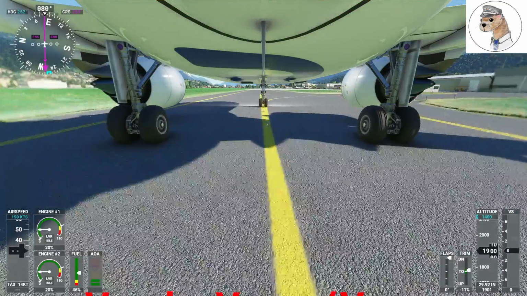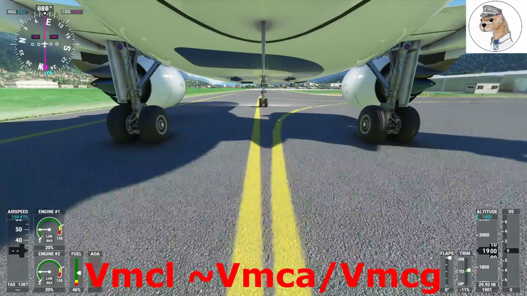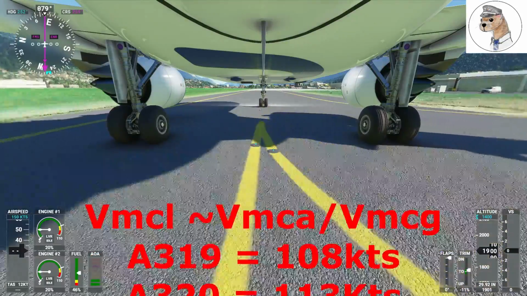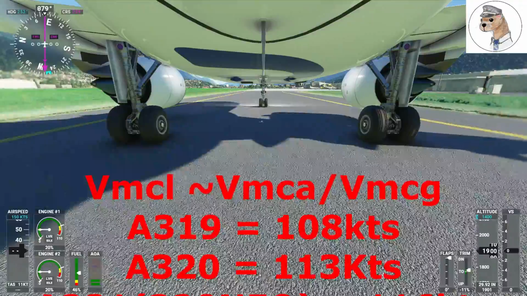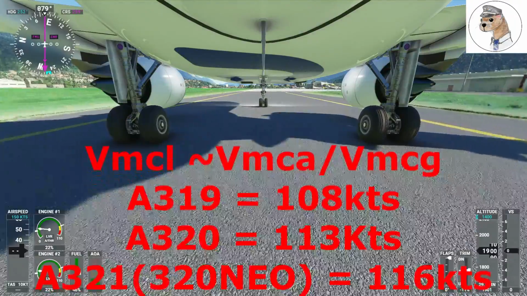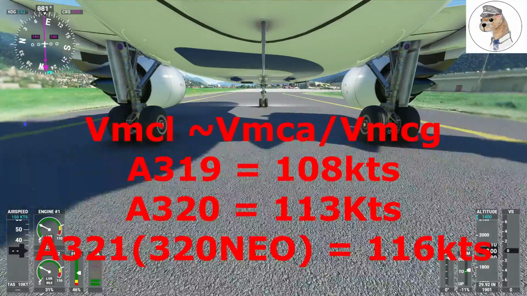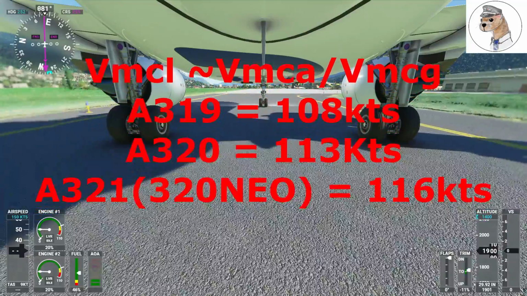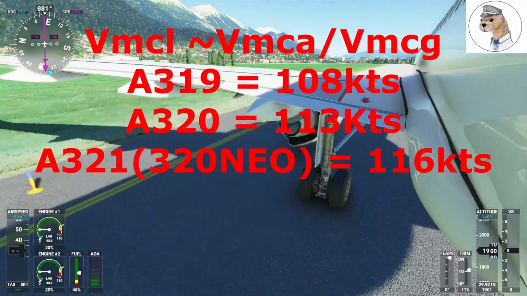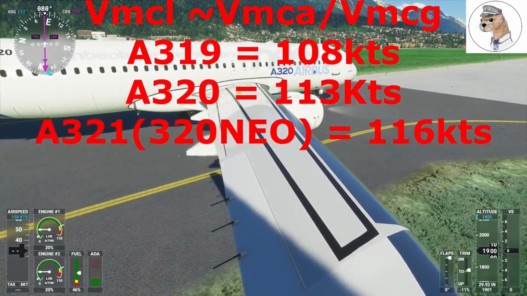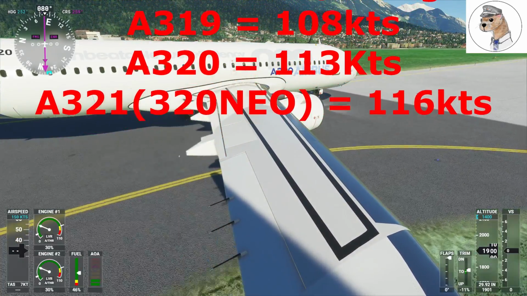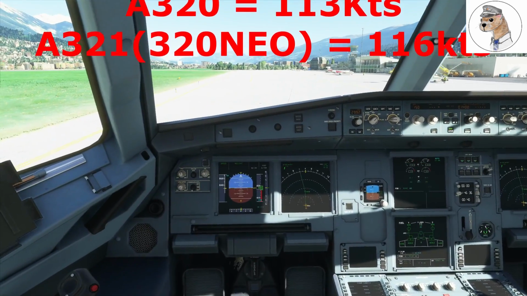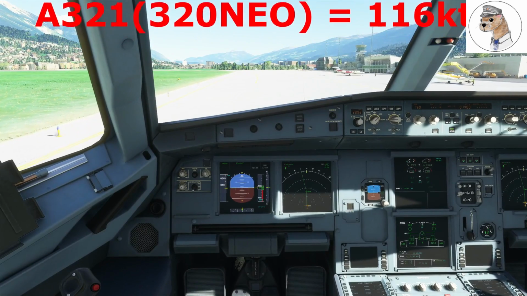And then finally we've got the minimum control speeds, which is fairly interesting. So this is the minimum speed that you have to be going to have rudder effectiveness during an engine failure on takeoff. Essentially, for the 319 it's 108 knots. For the 320 it's 113, but for the Neo it's 116, and for the 321 it's 116.